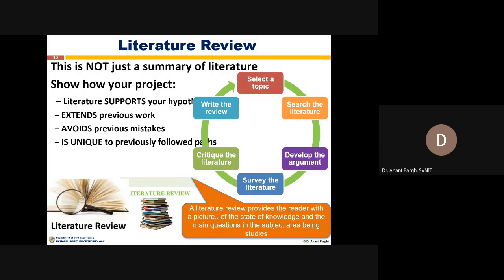So what question have you answered, right? What is the problem you are writing about? What is the question and what is the answer? How are you addressing that particular question, right? That is what you need to think about in the review of the literature.